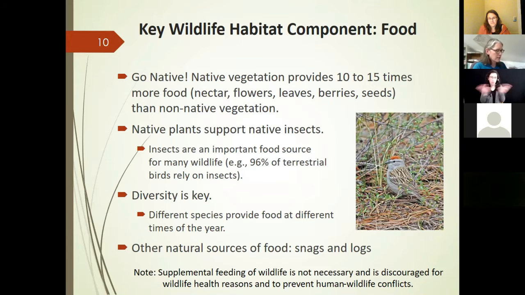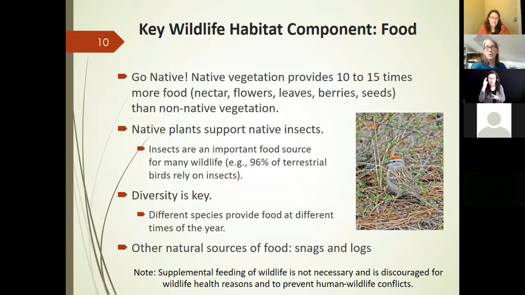And just a side note here, sometimes I'll get asked about supplemental feeding, and from a wildlife conservation perspective, supplemental feeding of wildlife is not necessary. If you have healthy habitats that are providing a variety of foods, or these foods seasonally all through the year, that's adequate. Wildlife are adapted to these native plants and are obtaining their food that way. So supplemental feeding of wildlife, artificial feeding, is not necessary, and it's discouraged for a variety of reasons.